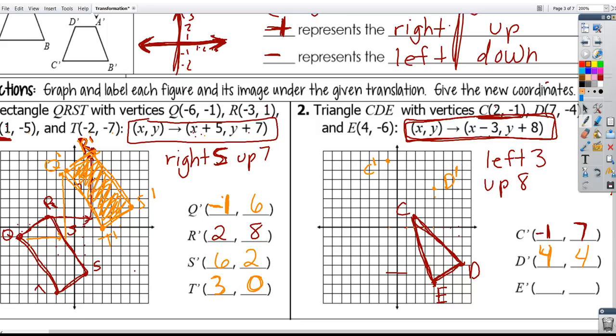All right, my last one's E. So 4 minus 3 is 1. -6 plus 8 is 2. So 1 and up 2. That's going to be E prime. There is my triangle. All right, I look about the same size, so I think I did it right. Okay. Go ahead and do the next 2 with your group.